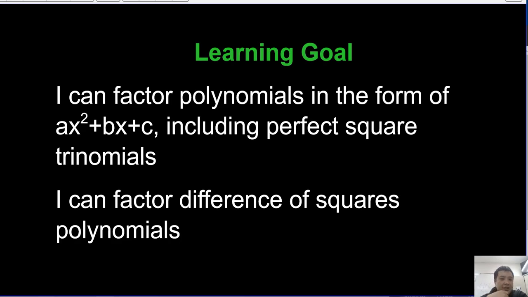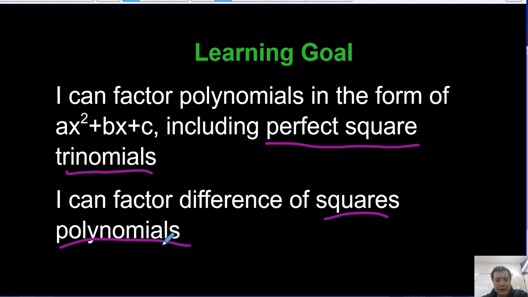Back to another lesson. Today's learning goal is I can factor polynomials in the form of ax squared plus bx plus c, including perfect square trinomials, and I can factor difference of square polynomials. So, we've already learned about the perfect square trinomials and difference of square polynomials, and we've learned that by multiplying certain binomials together, we can get perfect squares and difference of squares. We're going to be looking at that in the other way. We're recognizing them as polynomials and factoring them into the two binomials.